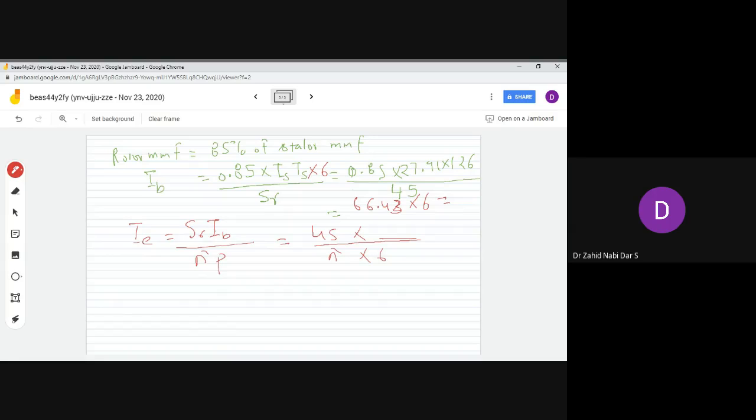You can take this as around; if you can approximate to the nearest integer value, it would be 398 amps. Okay, nearest integer, not 398.5, that is okay. I have just approximated to the nearest integer.